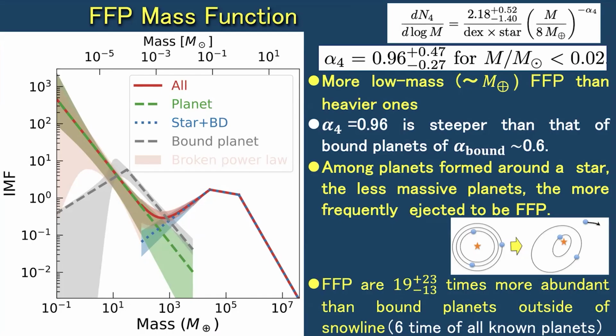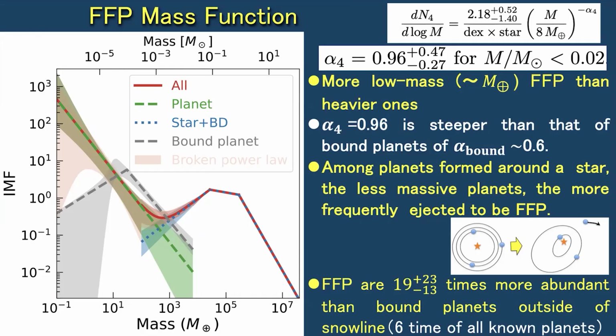And gray indicating the mass function for the cold bound planet by microlensing. So by comparing this, we found, from this power, we can see that there are more low mass planets down to the Earth mass FFP than compared to the heavier object like this. And comparing to the bound planet to this, there are more bound planets at the high mass, but fewer bound planets at low mass.